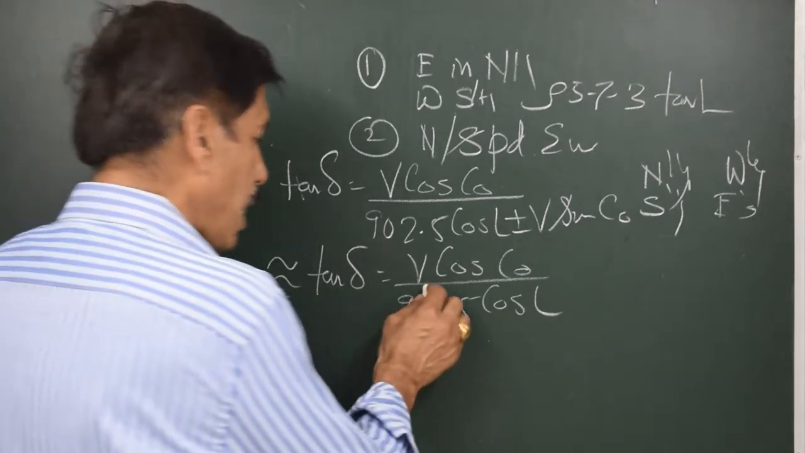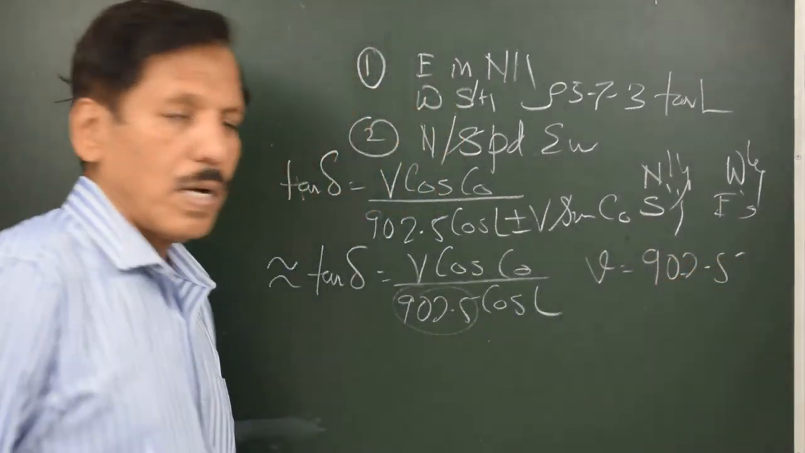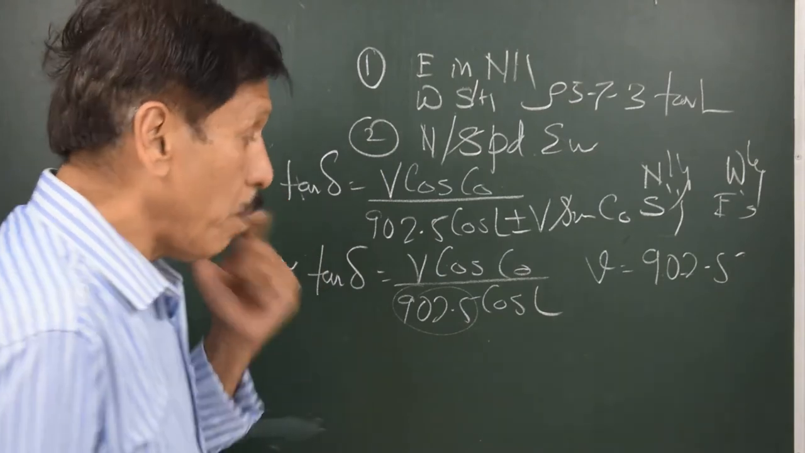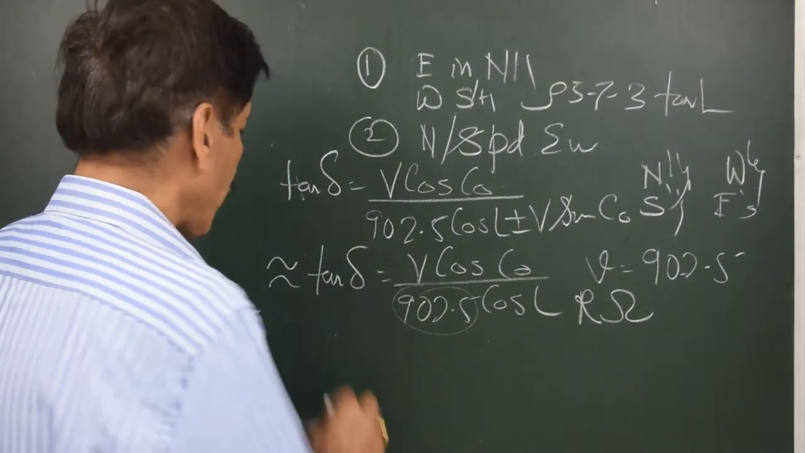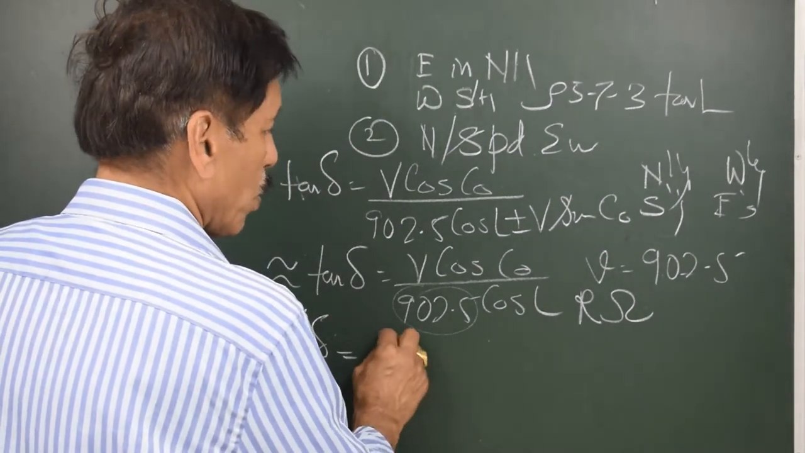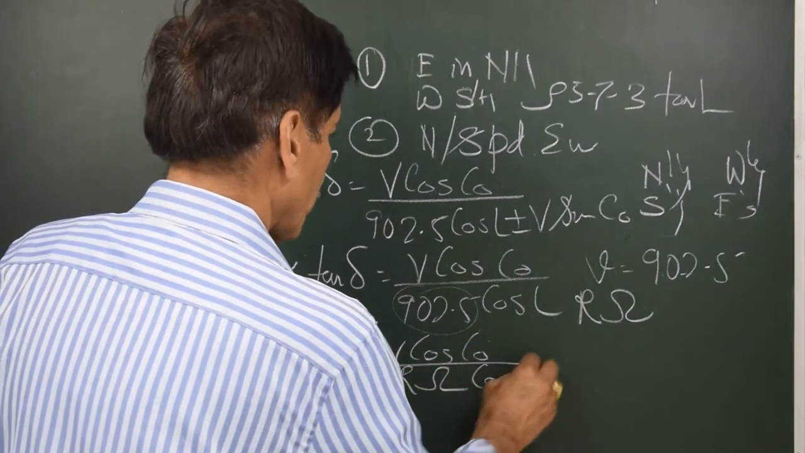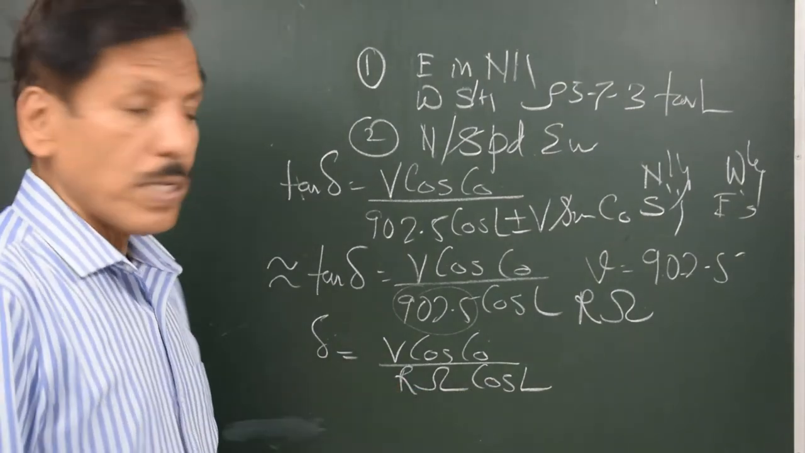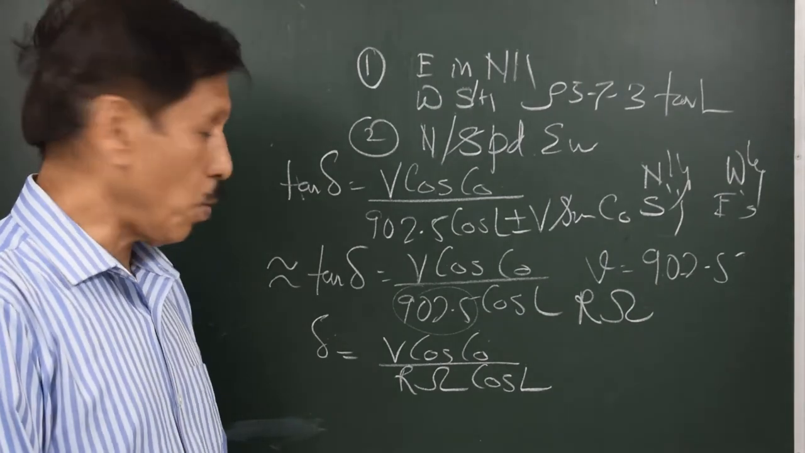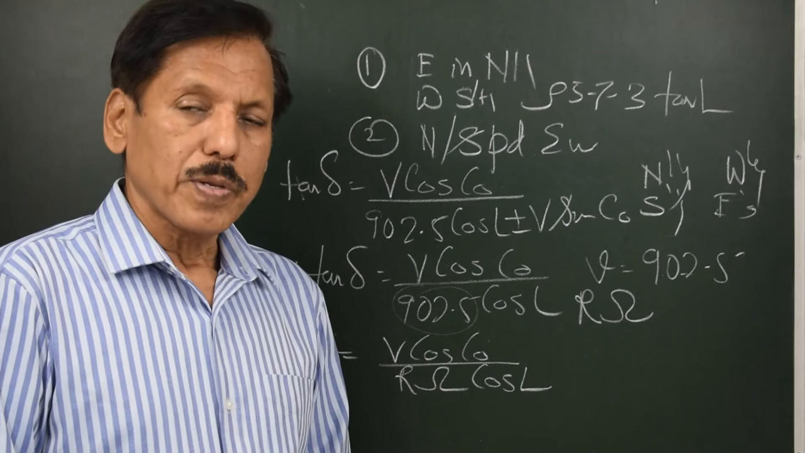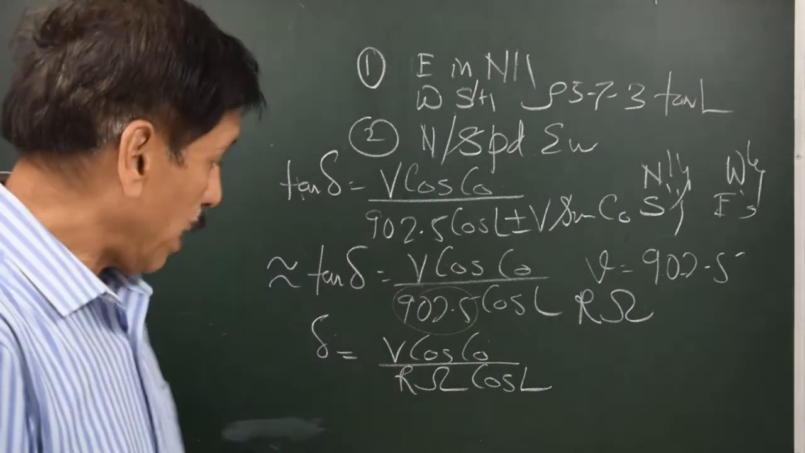Now 902.5 is like V. V is 902.5. Instead of V, we may write R omega, where R is the radius of the earth and omega is the angular speed. That is, the approximate formula can be written as delta is equal to V cos course upon R omega cos L. Now, we will be using this approximate formula in one of our derivations, that is Schuler tuning, which I told you earlier about. Cosine cam is connected to the underside of azimuth gear, and most of the error can be corrected by that.